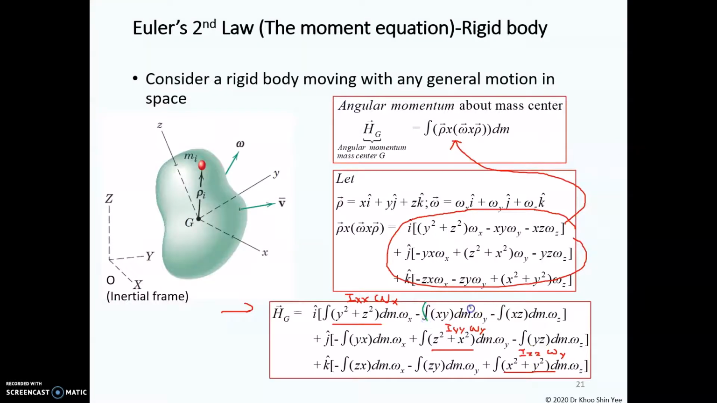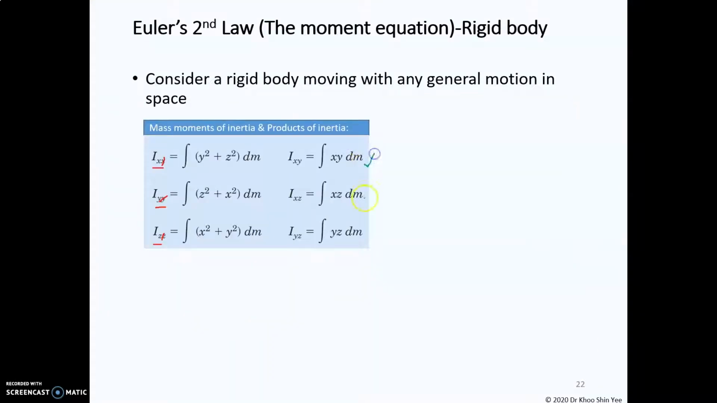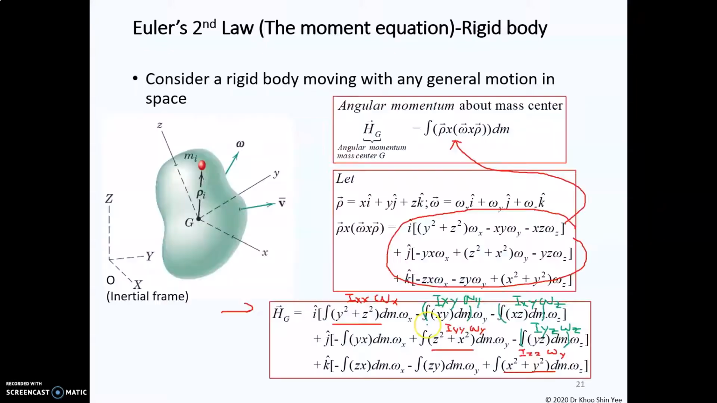When you look at these three components, based on the definition, these are the products of inertia I_xy, I_xz, and I_yz. With that, we can have the product of inertia for these three components. Similarly, you can use the product of inertia to find I_yx, I_zx, as well as I_zy. So this is actually the angular momentum in the i direction.